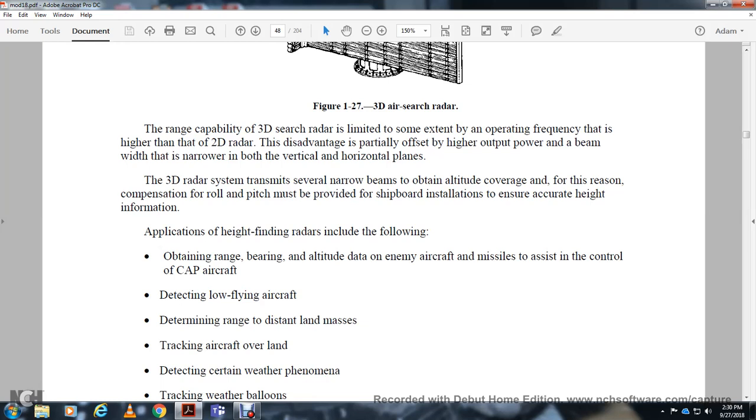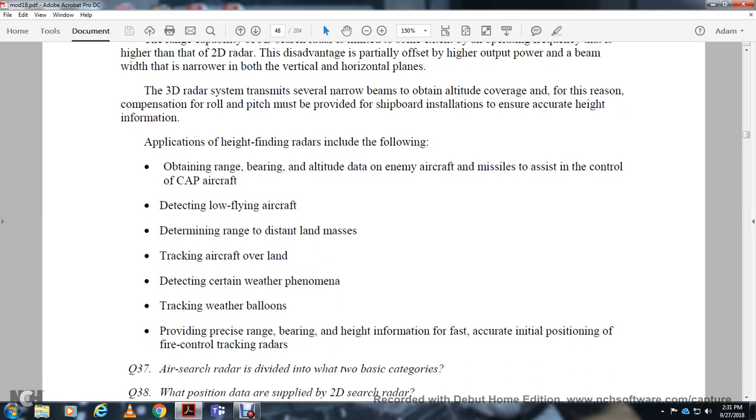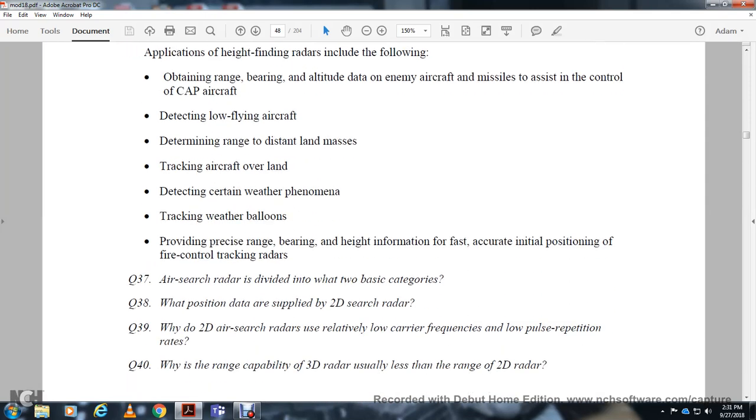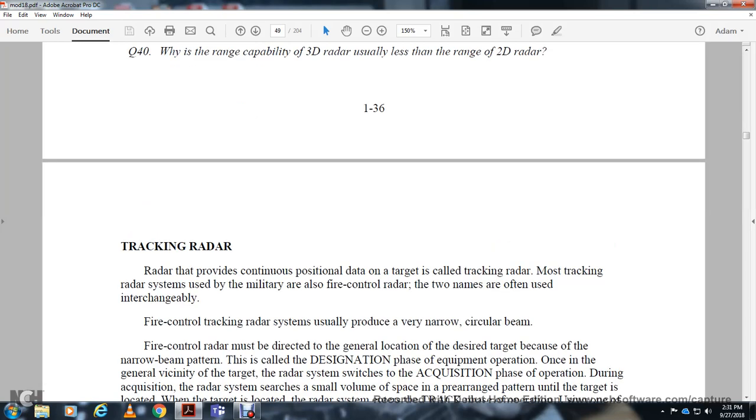missiles to assist the control of the air patrol aircraft, detecting low flying aircraft to determine the range, distance, and low land masses. Tracking aircraft over land, detecting certain weather phenomena, tracking weather balloons, providing precise range, bearing, and height information to the fast, accurate, and initial positioning of the fire control tracking radars.